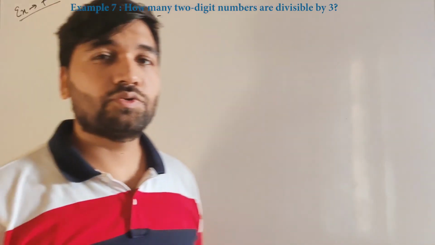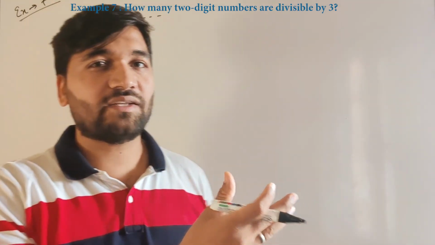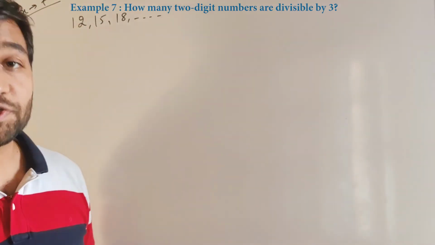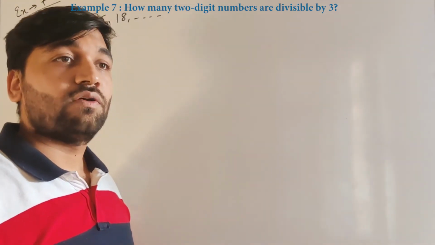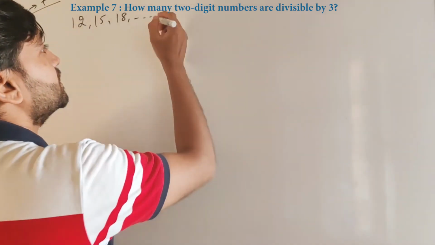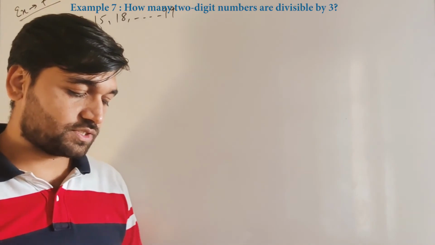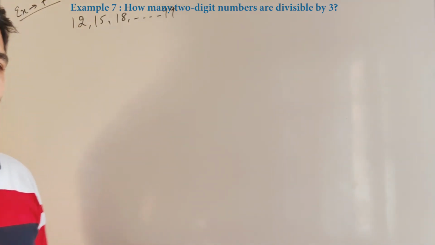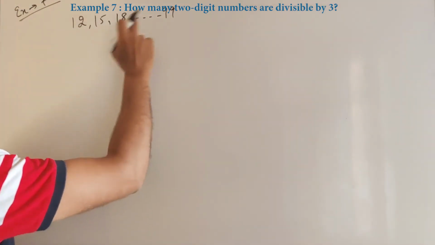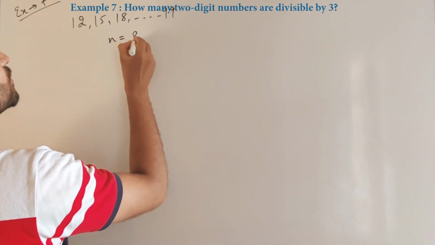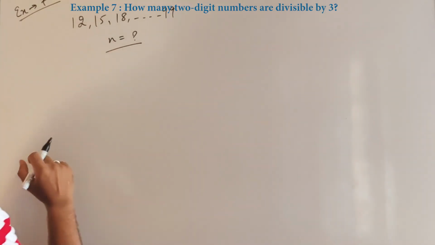What is the last 2-digit number? It starts from 10, but 10 is not divisible by 3, so we don't take it. We take the first 2-digit number divisible by 3 as 12, and the last 2-digit number is 99, which is already divisible by 3. So this is your AP. First, reading the question, you have to write down the AP. They are asking how many 2-digit numbers, so you are supposed to find the n value.